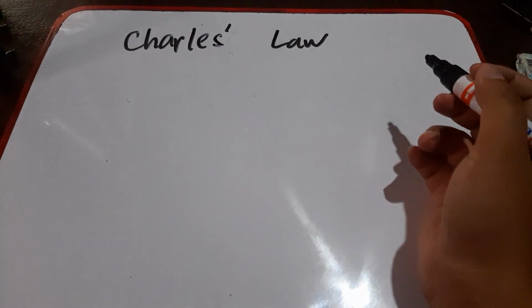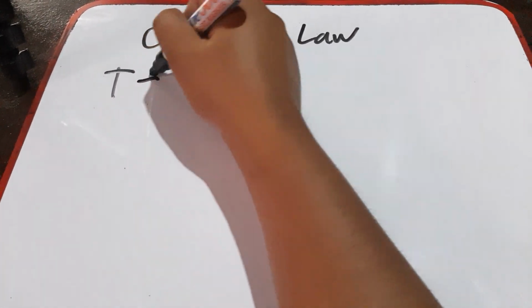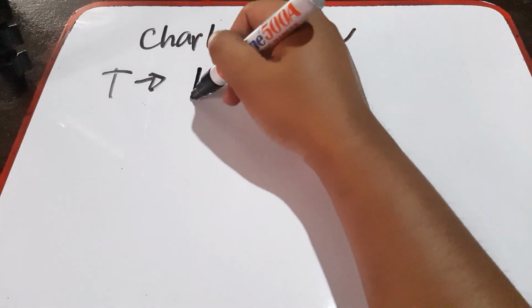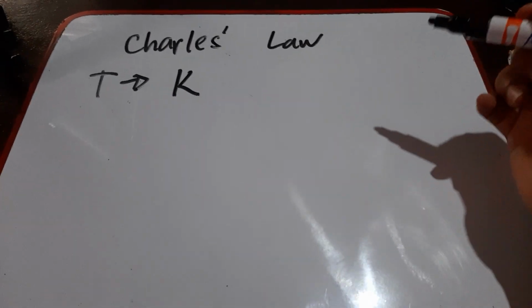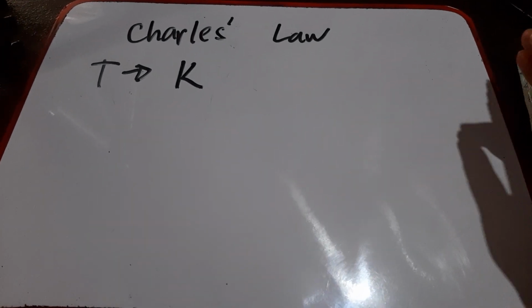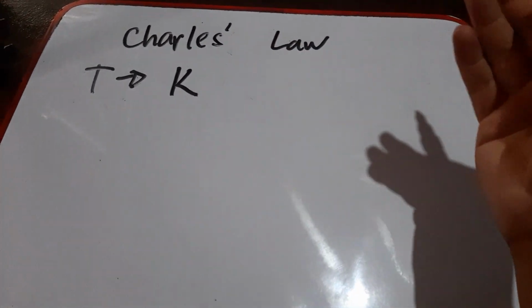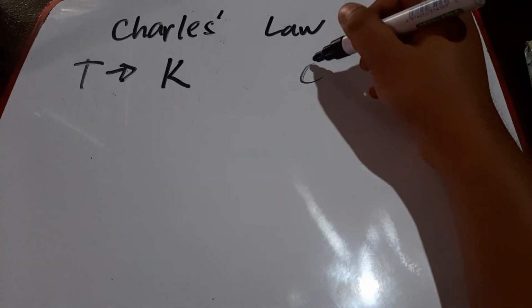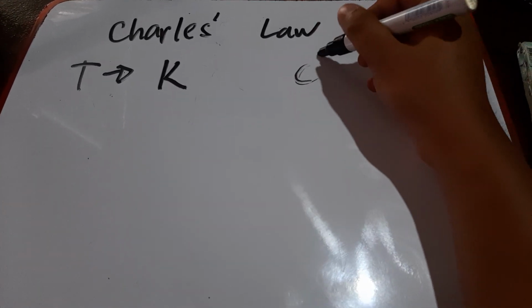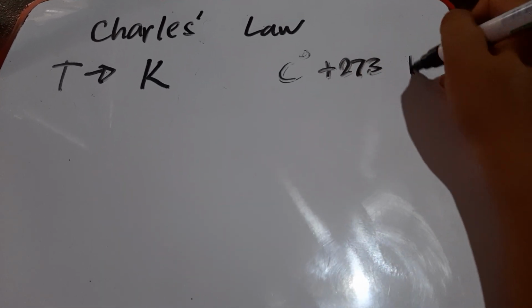By the way, I forgot to tell you something. Now, when we talk about temperature, our unit should always be in Kelvin. Kelvin. You remember Kelvin? Because the normal unit for temperature we use is Celsius, but for the sake of the gas laws, we'll be using Kelvin. So to convert Celsius to Kelvin, that would be degrees Celsius plus 273 Kelvin.